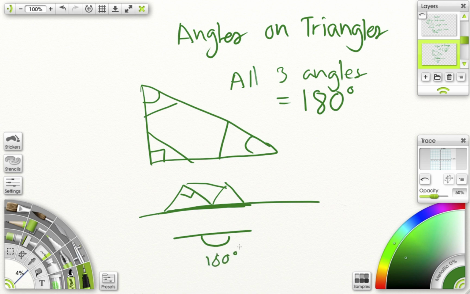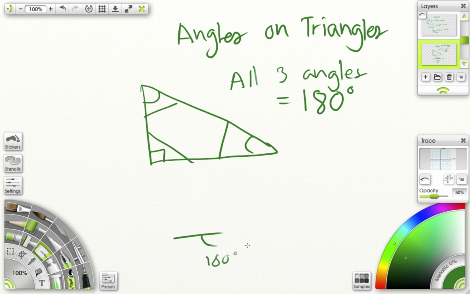That's why, because if I cut all the corners off a triangle and lay them out, I could create one flat line or one flat angle of 180 degrees. So that's the rule with triangles, is all three angles added together equal 180 degrees. Our job is going to be to find the missing angle. So right now this is going to be our missing angle, this one right here.